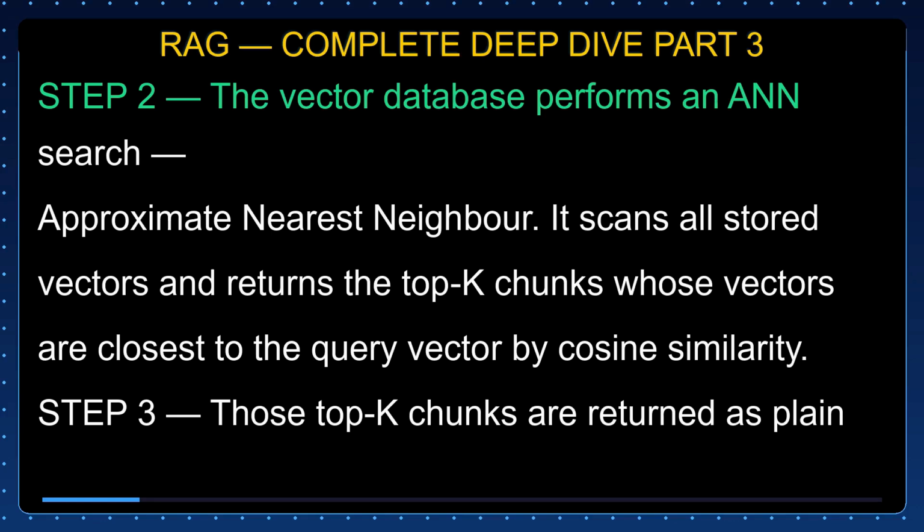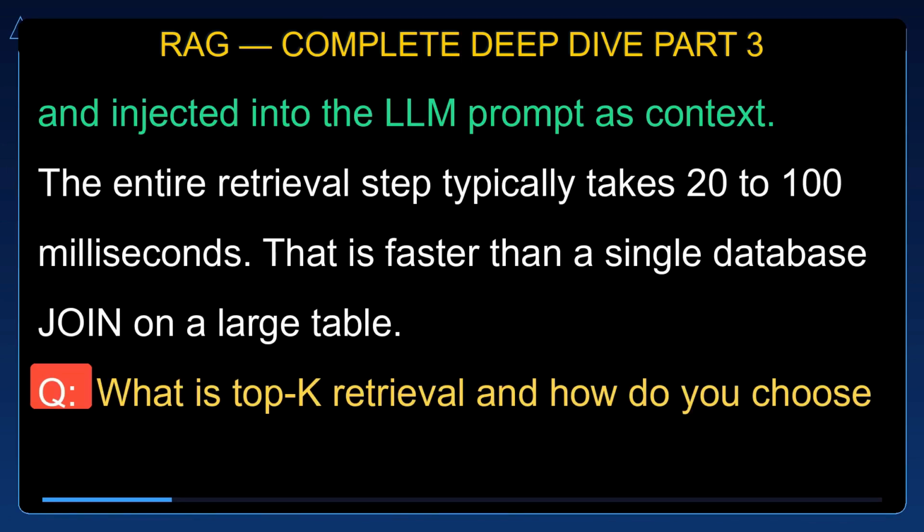Step 3. Those top k chunks are returned as plain text and injected into the LLM prompt as context. The entire retrieval step typically takes 20 to 100 milliseconds. That is faster than a single database join on a large table.